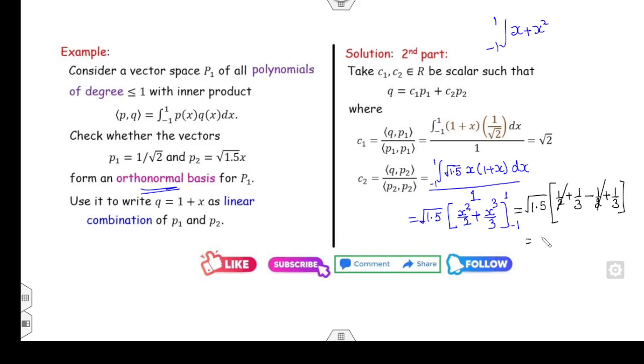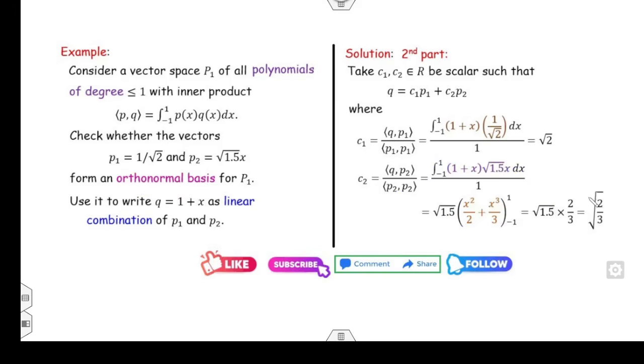Half and half will be cancelled. Root 1.5 into 2 by 3. I can write root 1.5 as root 3 by 2 and into 2 by 3. Fine. So C2 is basically root 2 divided by root 3. So C1 is root 2 and C2 will be root 2 by root 3. So I can substitute the values of C1 and C2 in the given q. We can write it as a linear combination of these vectors.